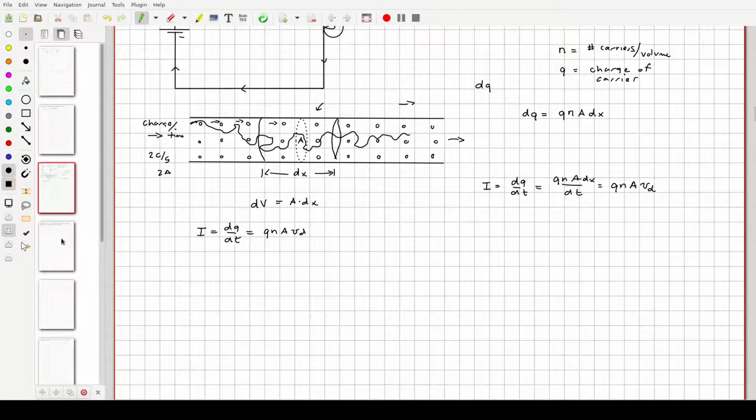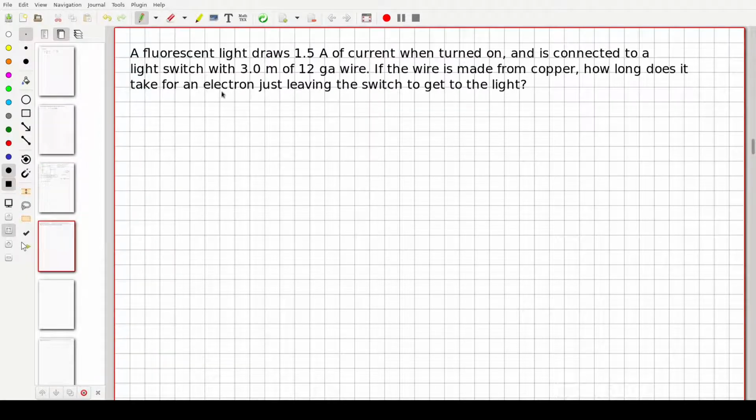Now, that said, here I have a fluorescent light that draws 1.5 amps of current when turned on. It's connected to a light switch, and there are 3 meters of wire between the switch and the light. You'll notice here it says 12 gauge wire. Gauges are one of the methods that we measure the diameter of wires. The smaller the gauge, the bigger the diameter.